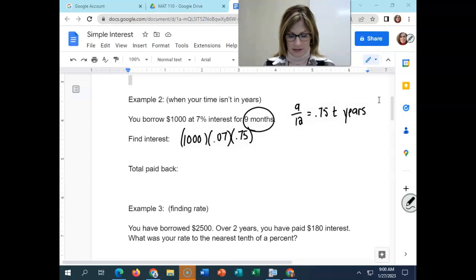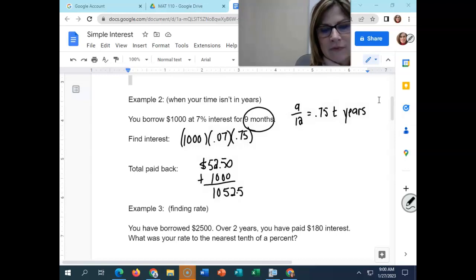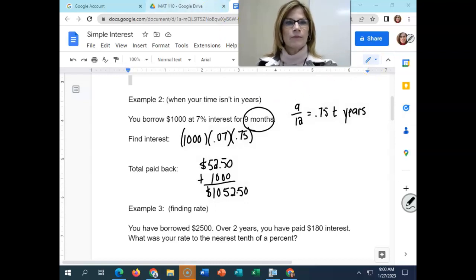So 1,000 times 0.07 times 0.75. So we're paying back, it says 52.5, but we know that that's really $52.50 in interest, and we will add that to our $1,000. So we're paying back $1,052.50. Okay, so that is pretty straightforward.